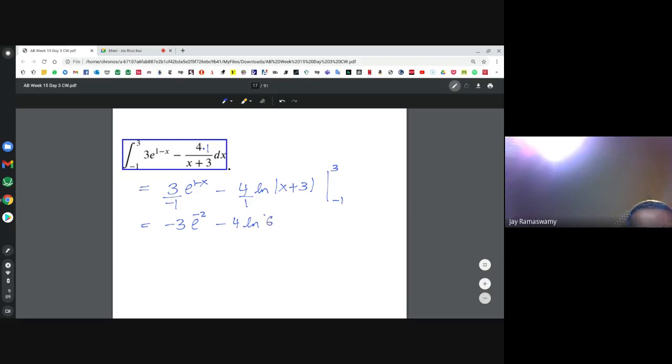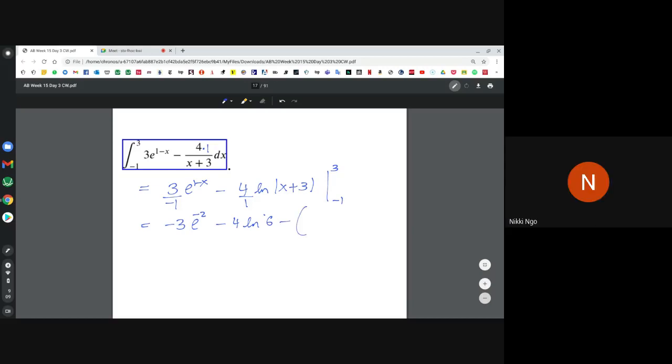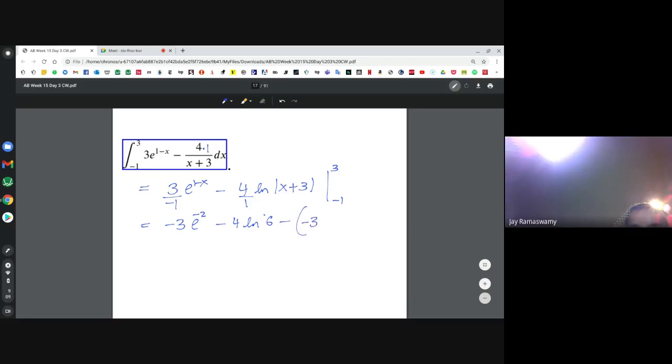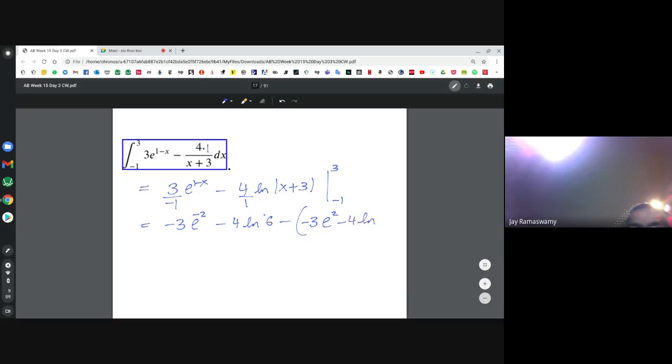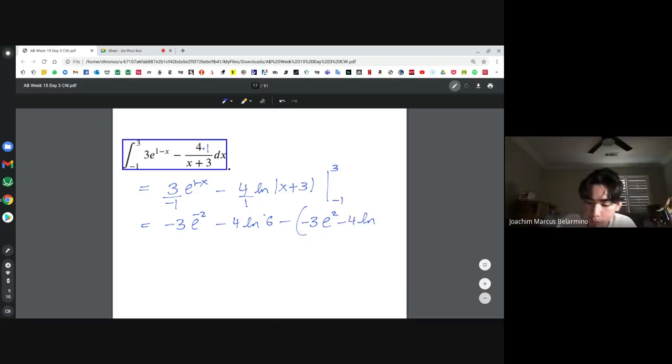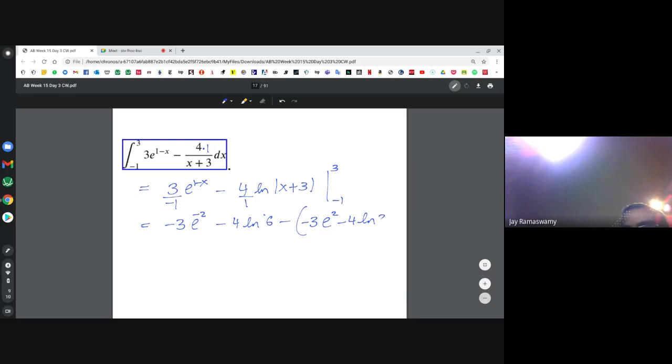What do I write? Minus parentheses. Parentheses, good habits. That's negative 3 e to the power of, hint, I'm plugging in negative 1 for x. So 2. Minus 4 ln 2, since negative 1 plus 3 is 2. It's a positive number, so I don't need absolute value. Now you're learning something new.